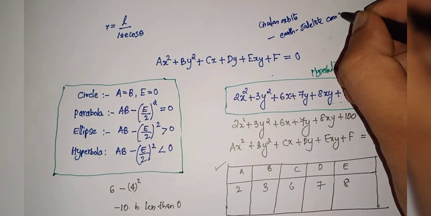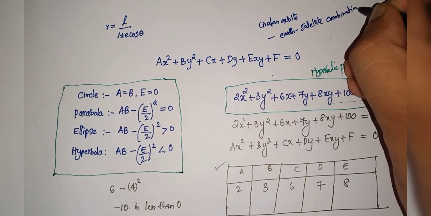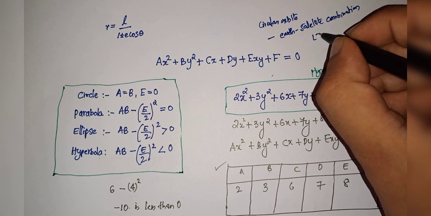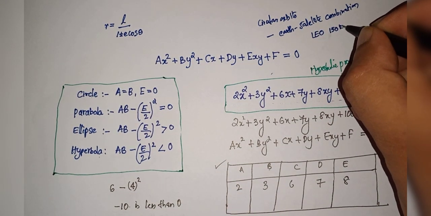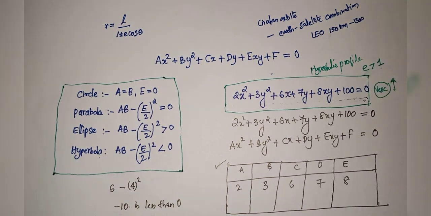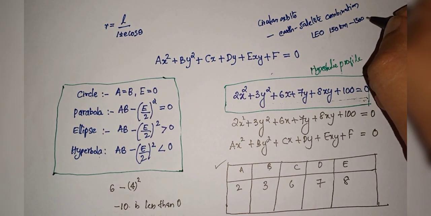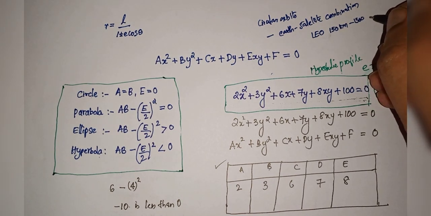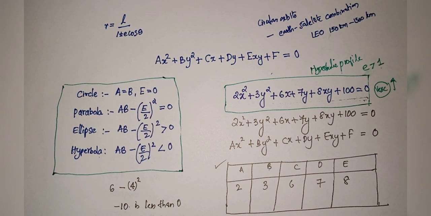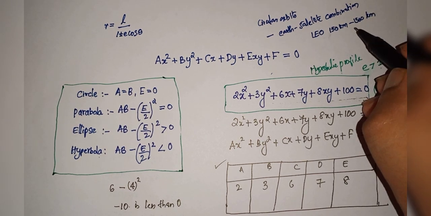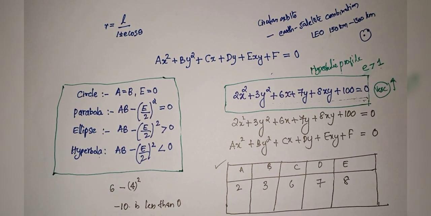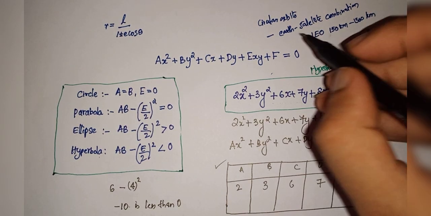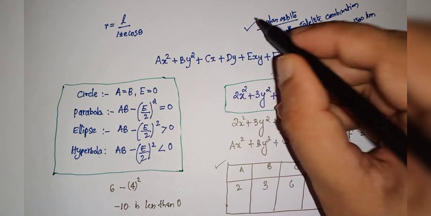combination. These orbits are mainly exhibited by low Earth orbits, maybe from 150 kilometers to maybe 1500. Roughly I'm saying, it can be even higher, maybe 2000 itself. So roughly from 150 to 1500 kilometers is where a satellite is placed, and the satellite will be revolving around the Earth in a circular path. That is where your circular orbits come into the picture.